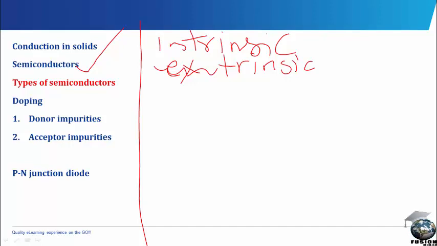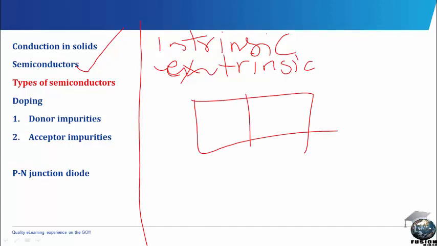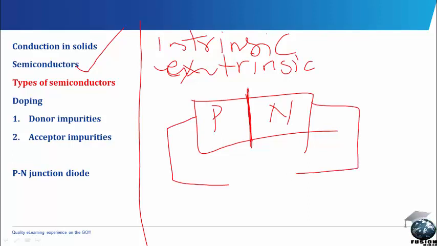Then we have the p-n junction diode. If we have this to be a diode, this is positively charged and this is negatively charged. This one is called the p-n junction diode. Here is the junction. And whenever you connect this to an EMF, something happens.